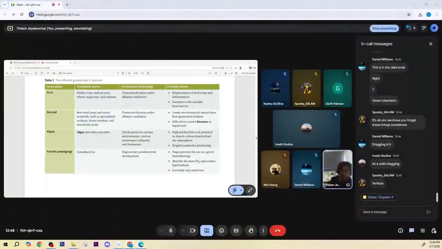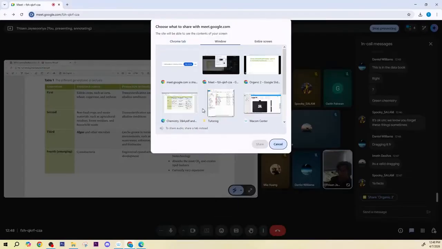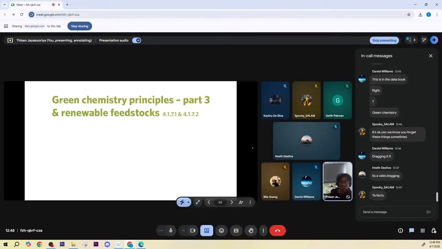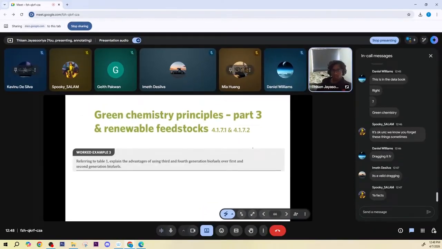So I'll come back to here, right? And we'll come back to this one. It's just explain the advantages of the third and the fourth. You don't need to know the third and the fourth generation. You just need to understand the ideas of the improving of those third and fourth and how they're making it more sustainable in terms of the renewability and impact on the future generations.